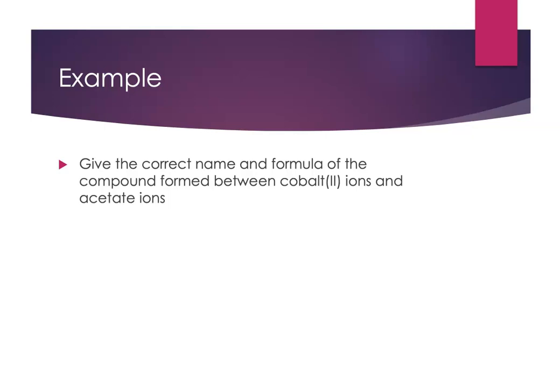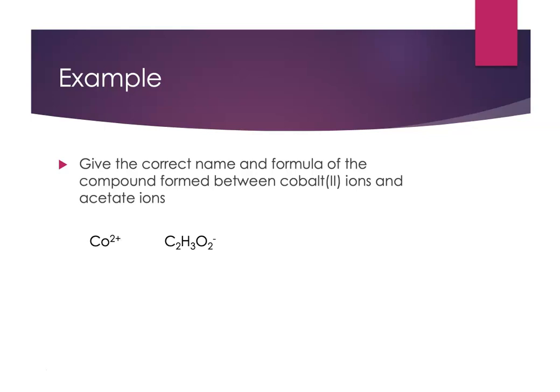We'll do several example problems. You know I love to do example problems. Give the correct name and formula of the compound that's formed between cobalt(II) ions and acetate ions. So we've got cobalt(II) ions. Remember, the Roman numeral II tells us that the cobalt ion has a charge of +2. And then acetate, you either know it or you looked it up on your list of polyatomic ions. The acetate ion can be written as C2H3O2-. It's got a -1 charge.